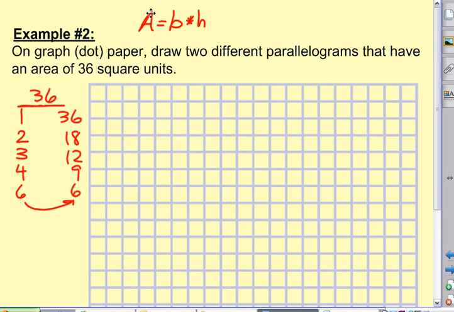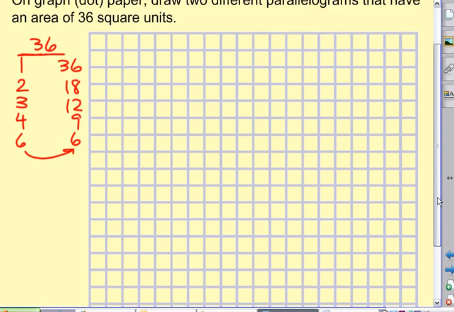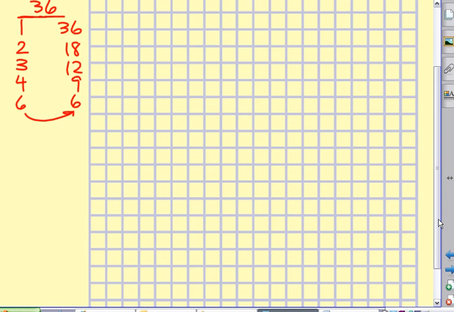Okay? Now, let me ask you this. Since I'm using this graph paper right here, which 2 make the most sense to draw? Sarah? 6 and 6, that's 1. We'll draw that one. What's another one that I should draw? What do you think, Ian? 4 and 9. 1 and 36 is probably a little too big for my graph paper here, right? Okay? So, the first thing I'm going to do, Jack, I'm going to draw 6 and 6.